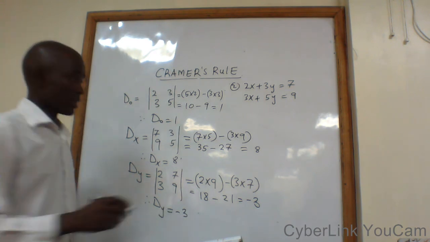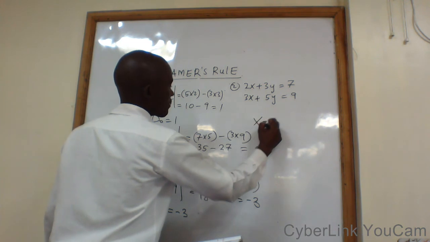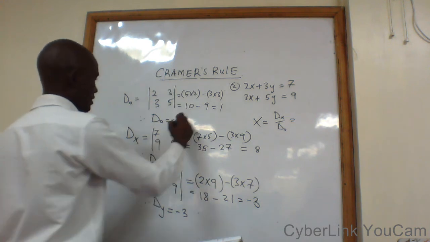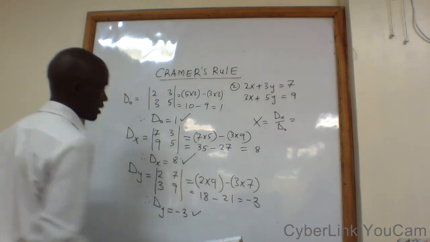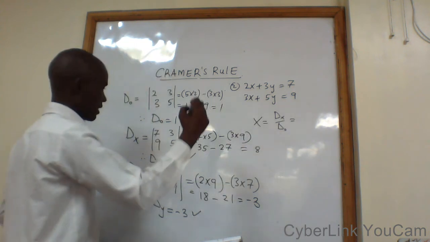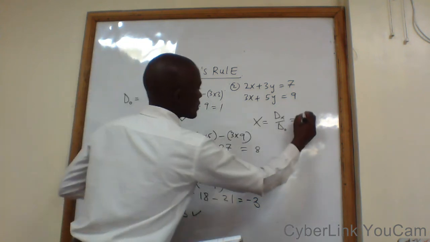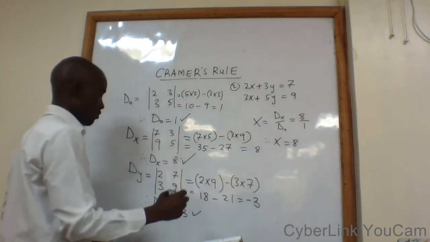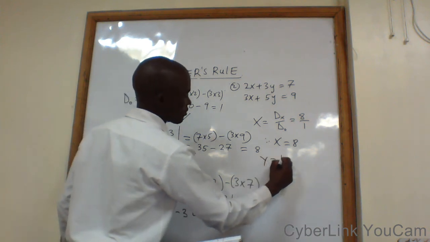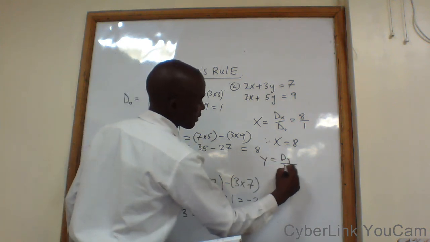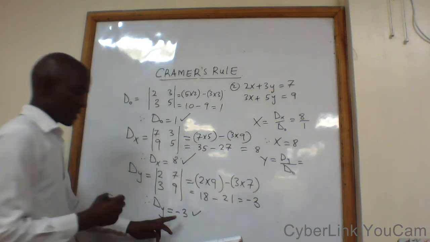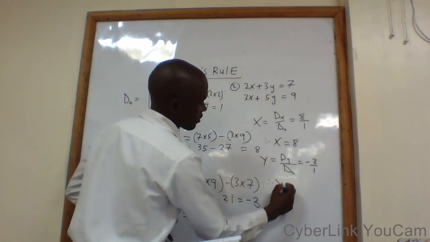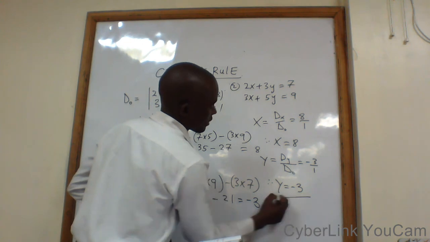Like we earlier said, the value of x will be given by dx all over d naught. Remember, this is our d naught, this is our dx, and this is our dy. So our dx is 8 divided by 1. Therefore, our x is equal to 8. We can move to y. We have said y is equal to dy divided by d naught, and our dy is minus 3. So we take minus 3 divided by 1. Therefore, y is equal to minus 3.